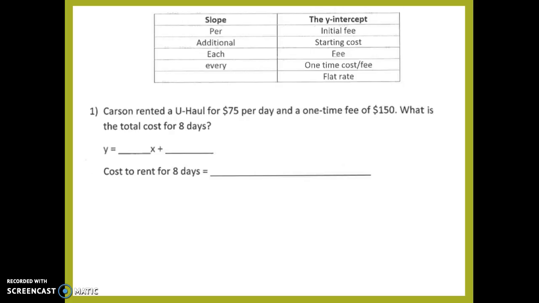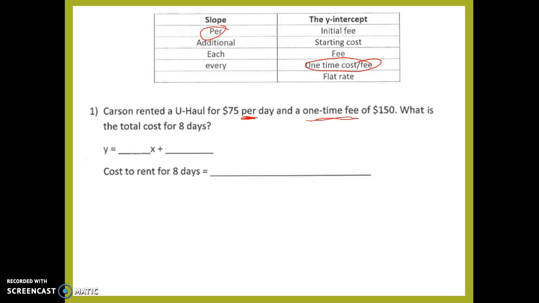Question number 1 says Carson rented a U-Haul for $75 per day. Now that word per was a vocab word at the very top right here. And a one-time fee, again, that was another one of those things we were looking for, of $150. So to rent a U-Haul, it's going to cost them $75 every day they keep it. And then they also have to pay a one-time cost of $150. I want to know, what is the total cost for 8 days?